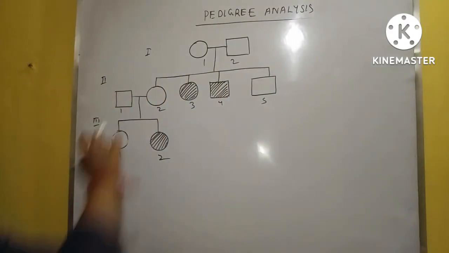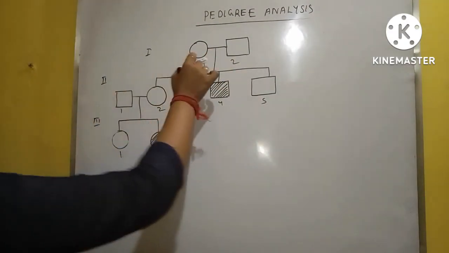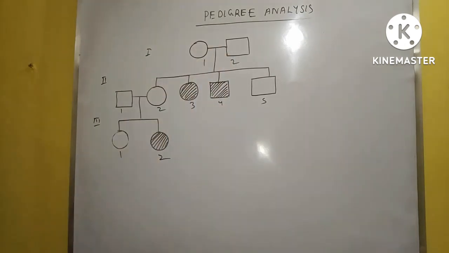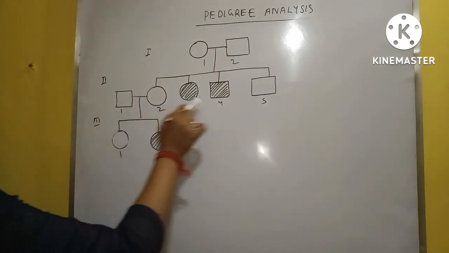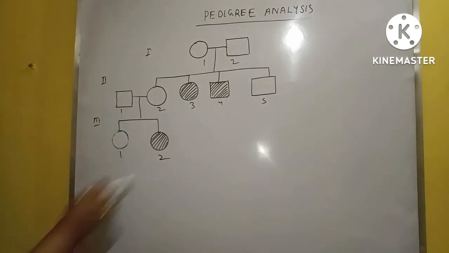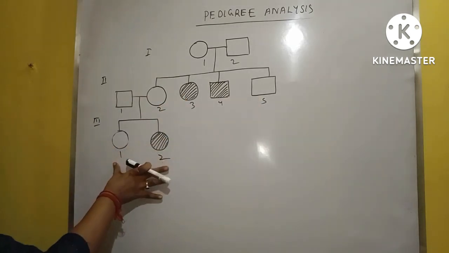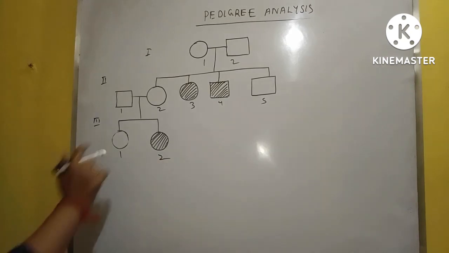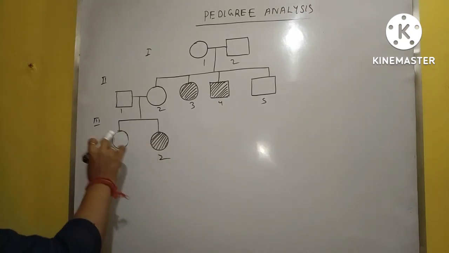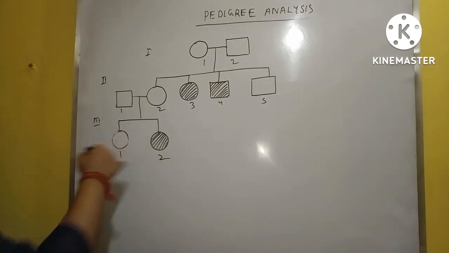Let's start. You can see the example. In the first generation there are 1 and 2. In the second generation there are 1, 2, 3, 4, 5, and in the third generation 1 and 2. First we have to identify whether this is autosomal or sex-linked. In the third generation you cannot tell whether it is autosomal or sex-linked.